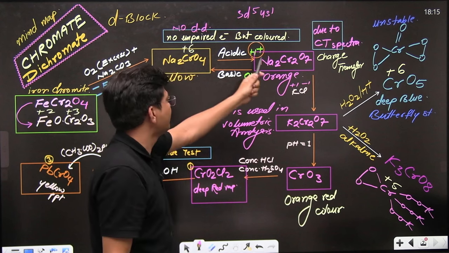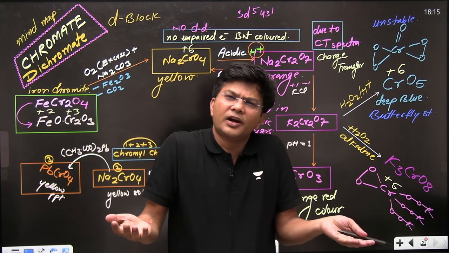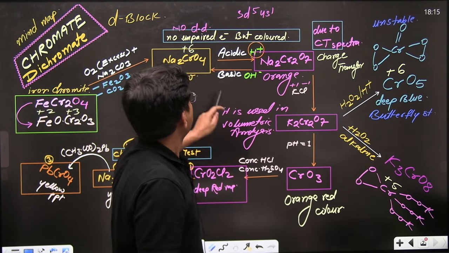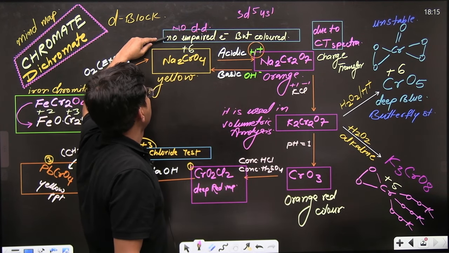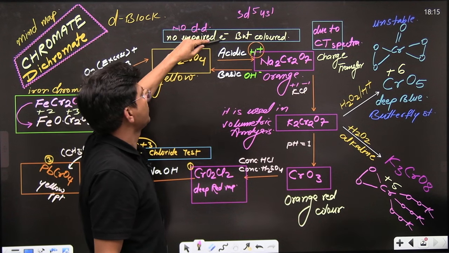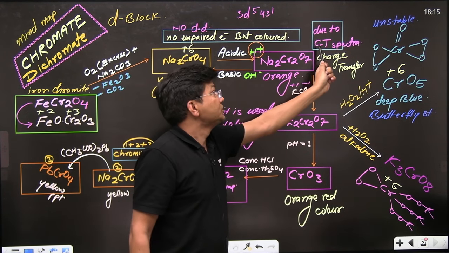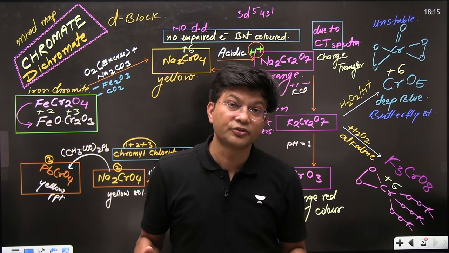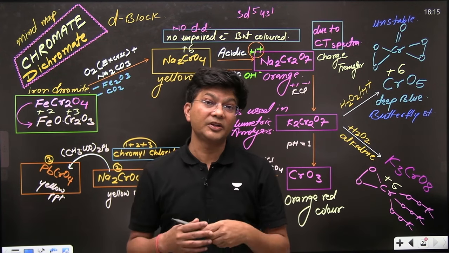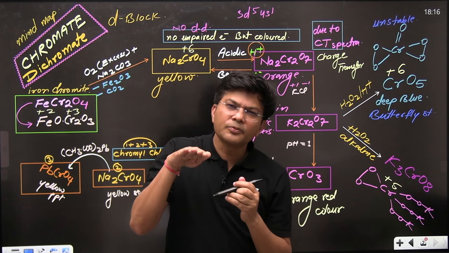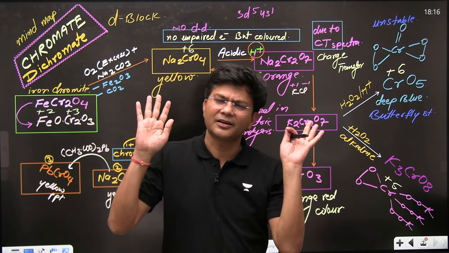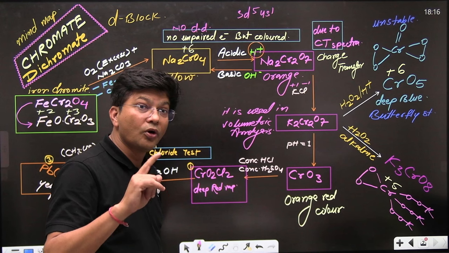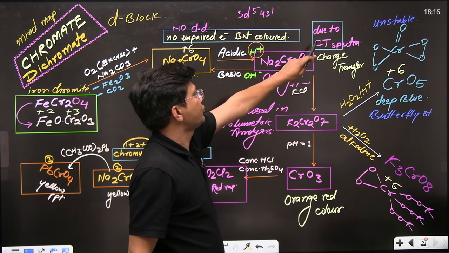So, how are they colored if no d-d transition? Because if d-d transition is there, only then are they going to show the color. So the reason is, no d-d transition because they are not having unpaired electron, but they are colored. This is due to charge transfer spectra, CT spectra. That means their +6 oxidation state comes a little bit towards the +5 side. That is beyond your syllabus. But do remember, there is no d-d transition; the color is due to charge transfer spectra.